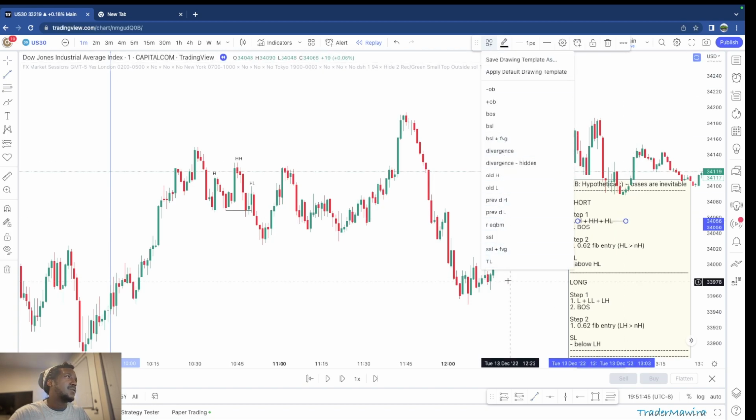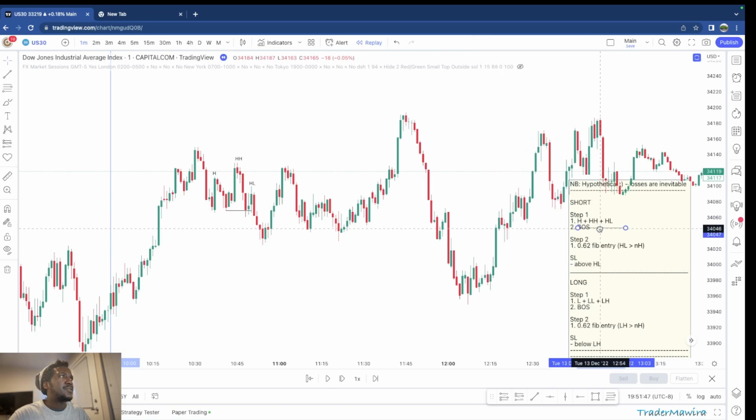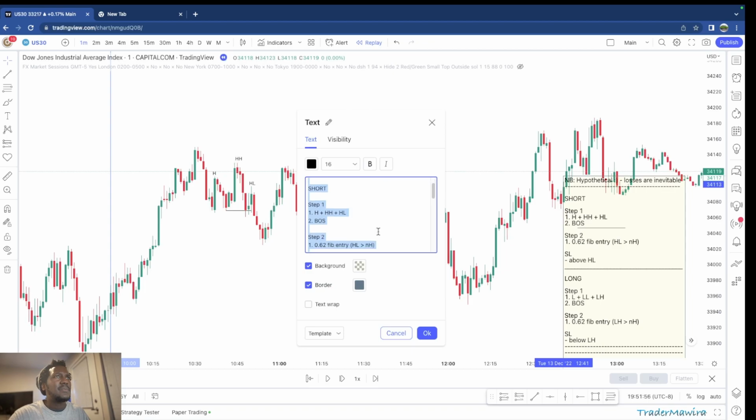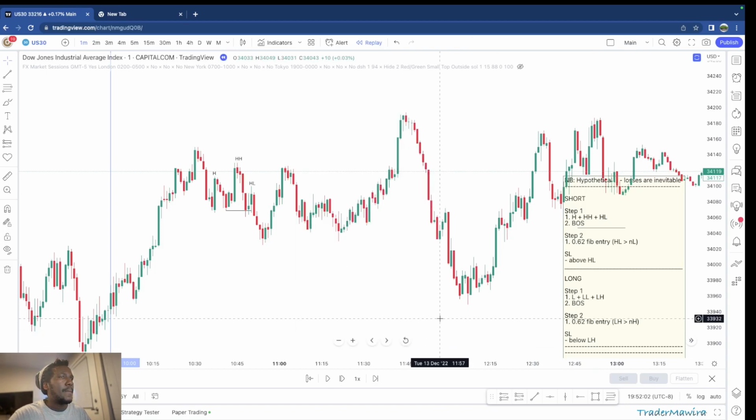What am I looking for? Trend line and the break of structure. So number 2, we go to the fib, which is going to be between the higher low. Wait a minute, we are going short, right? And the new high, that's wrong, and the new low, like that.